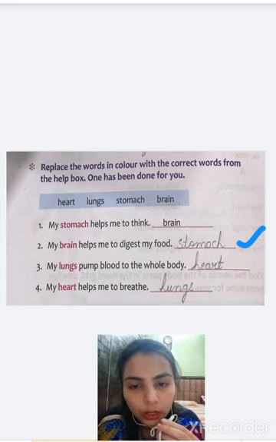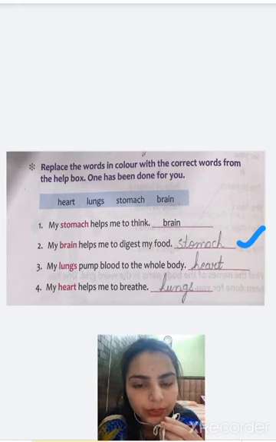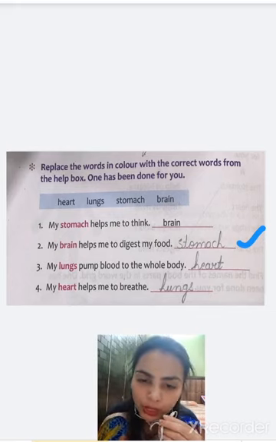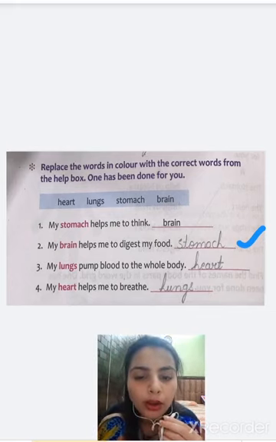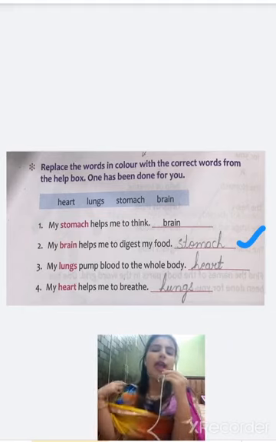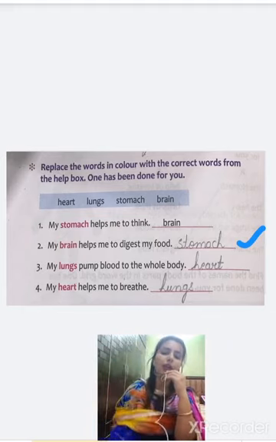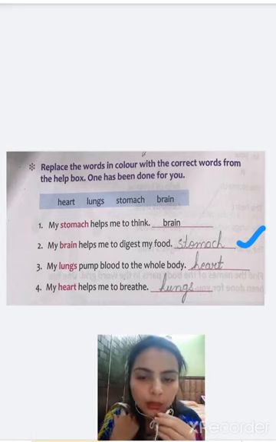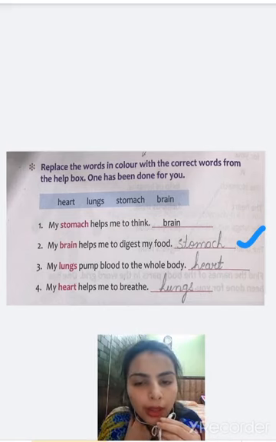Now the third one, my lungs pump blood to the whole body. Do your lungs pump blood to your whole body? No. Your heart pumps blood to the whole body. So write down heart in the third blank. Write down the spelling of heart, HEART, heart.